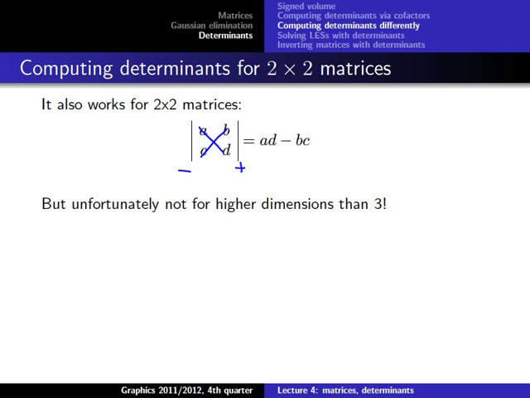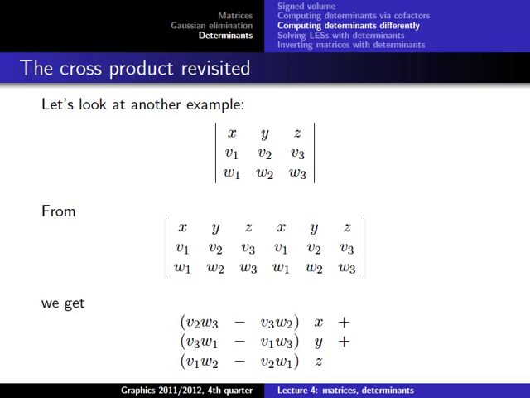Good. Related to the 3x3 matrix, just another example which is the same as before. Just I used different letters here. Instead of A, B, C, I used X, Y, Z, and V and W with an index for the second and third row. And then if you do again the Sarrus thing, you can write it down.